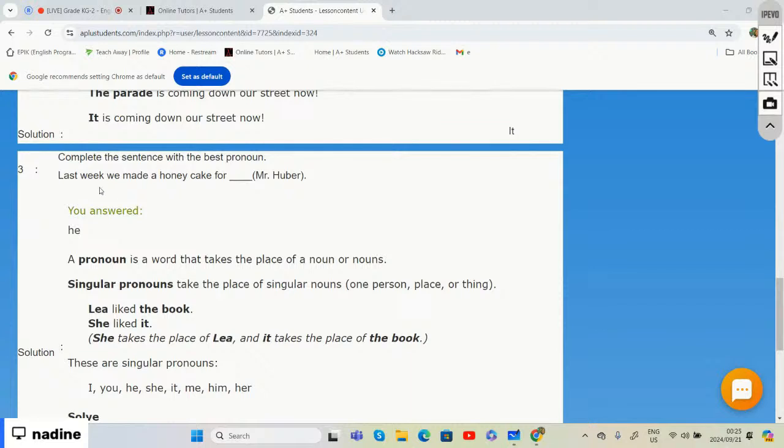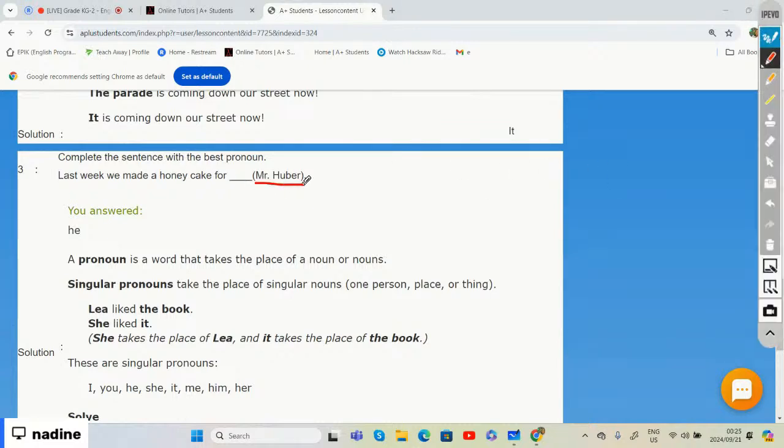It says last week we made a honey cake for Mr. Huber or Herber or Haber. Last week we made a honey cake for Mr. Haber. We need to replace Mr. Haber with a pronoun. So when we say Mr. Haber, do we say last week we made a honey cake for her? Or do we say last week we made a honey cake for him? We need to replace Mr. Haber with her or him. Which one is correct?